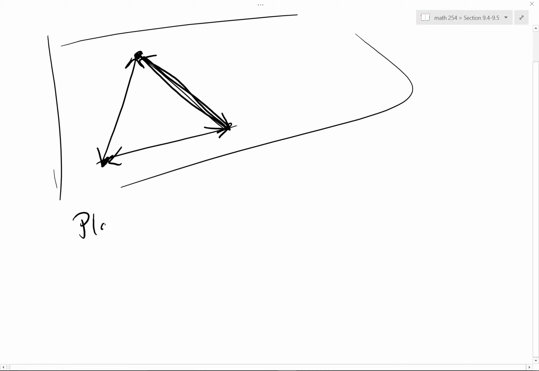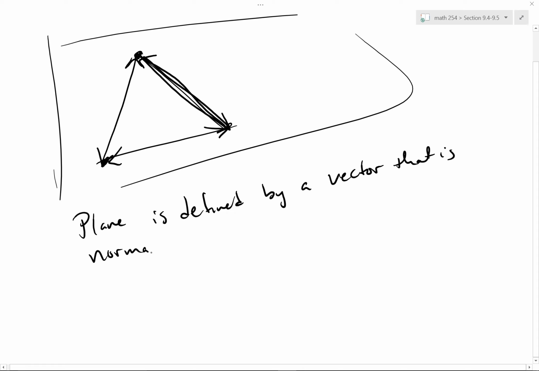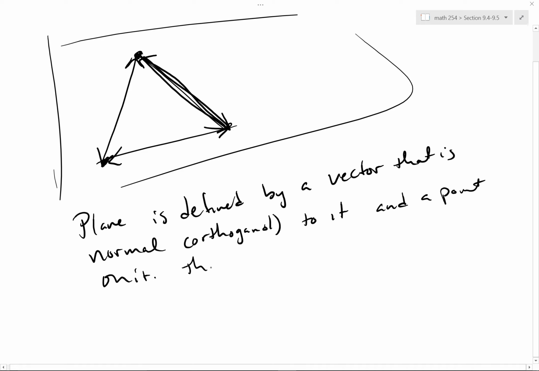Because a plane is defined by a vector that is what we say normal, but that really just means orthogonal, to it, and a point on it. Okay? This requires 3 points. In order to do that, you need 3 points.